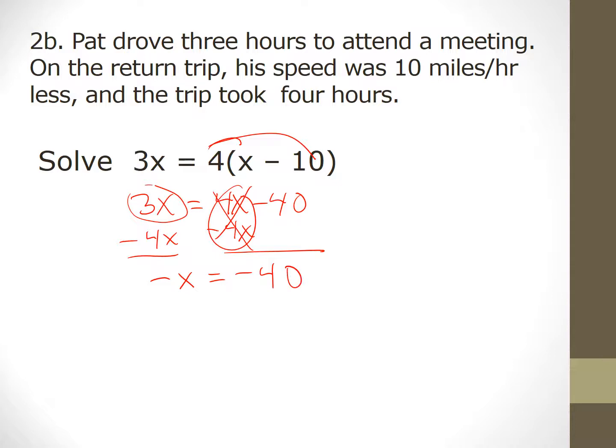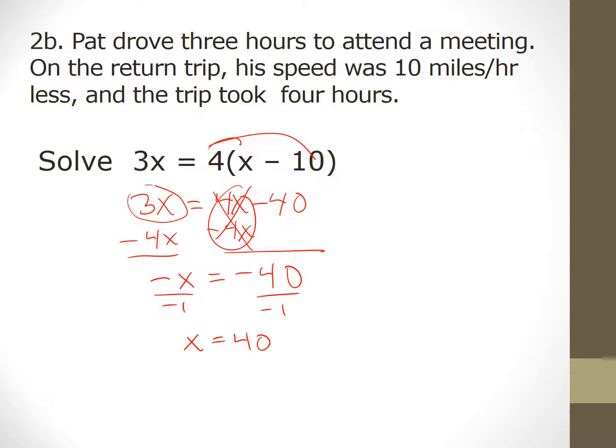Now, I don't want to know what negative x is. I want to know what positive x is. So I'm going to divide both sides by negative 1 or multiply both sides by negative 1. Either works. What it ultimately ends up doing is just changing the sign of both sides. So x equals positive 40.